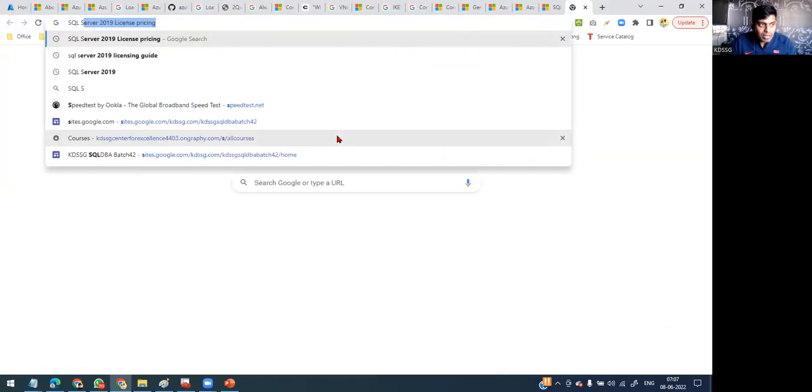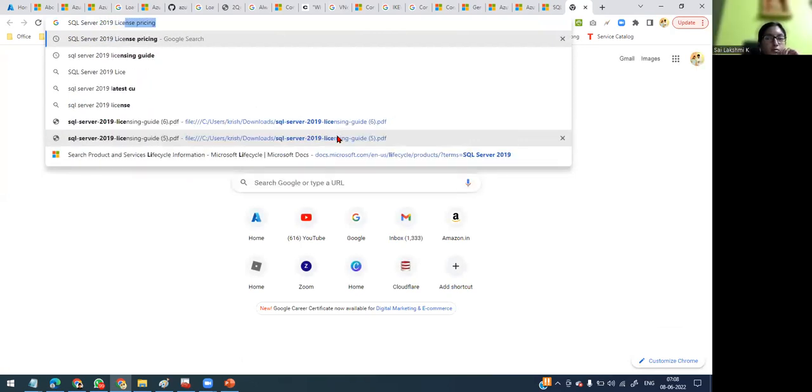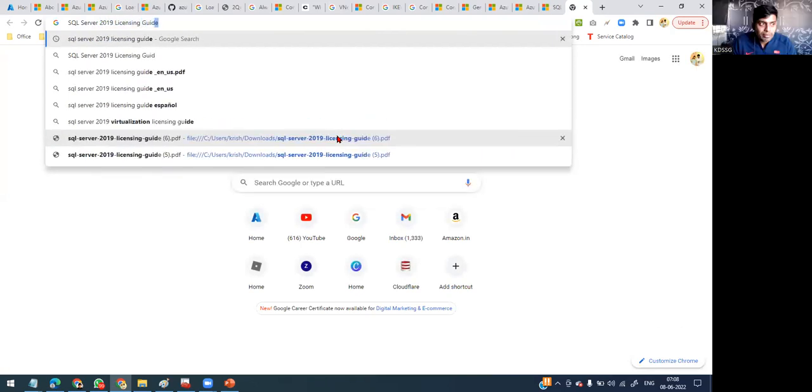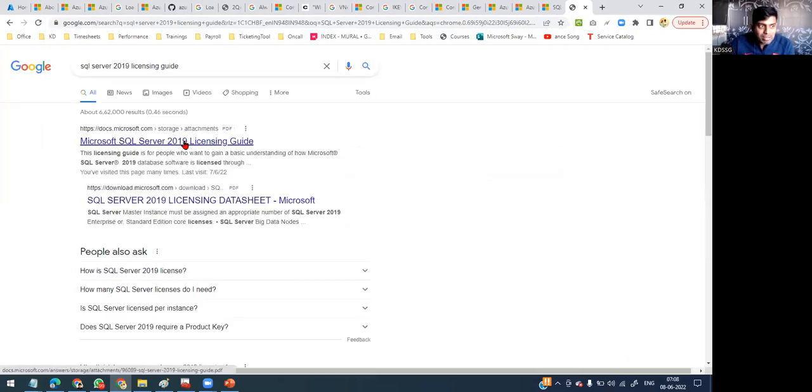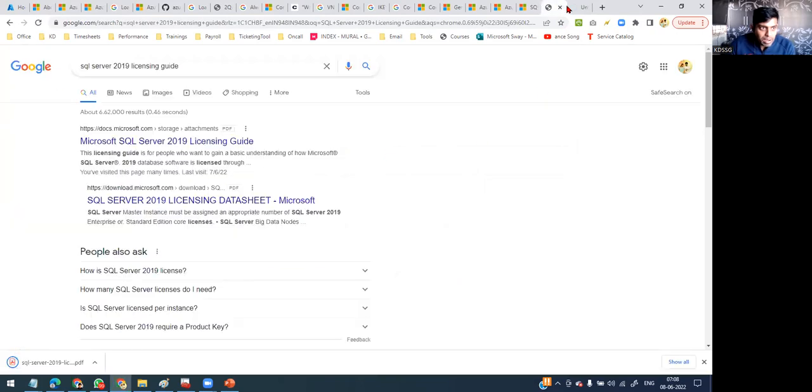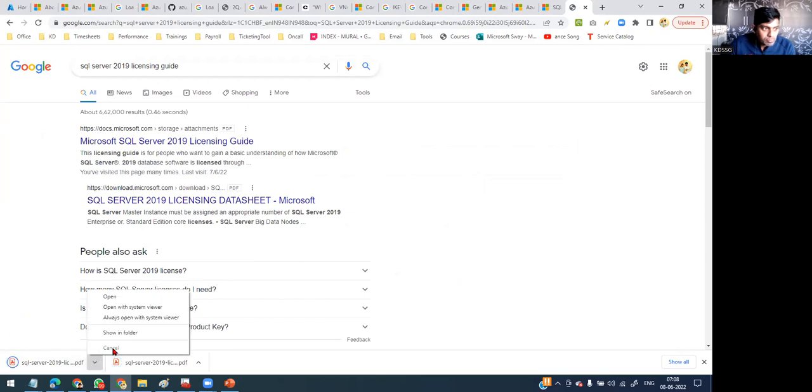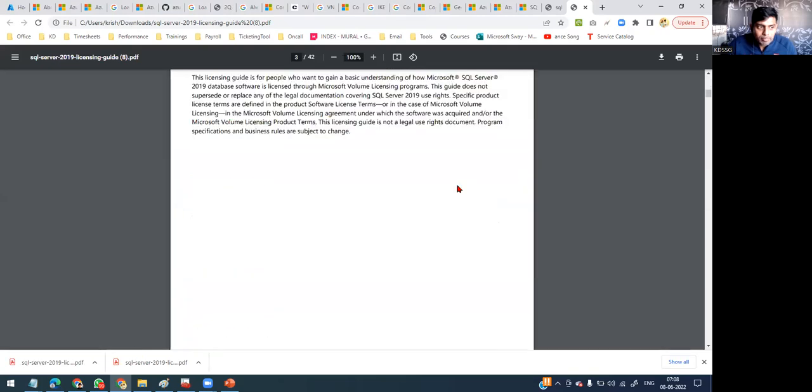Open the SQL Server licensing guide. I just want to show you, nothing more. Whatever I'm saying, whether it is right or wrong, is what I want you to know. So when I open the licensing guide, it's opening. Just a minute. Yeah, so I'm opening the licensing guide. When you open the licensing guide and look inside, 2 minutes.